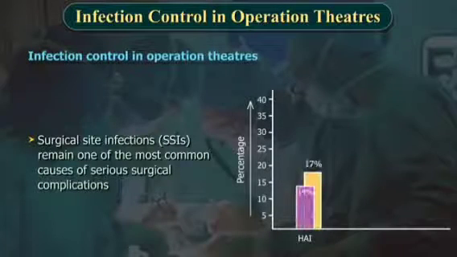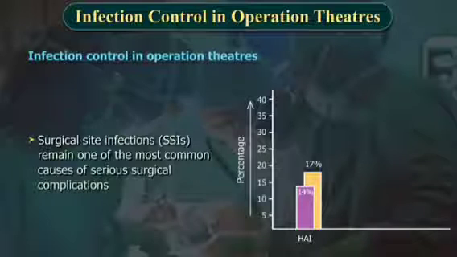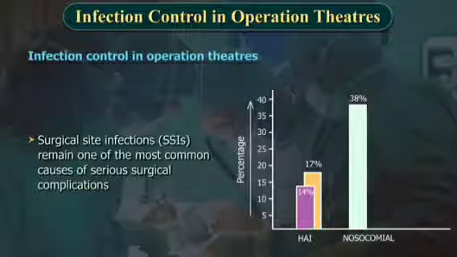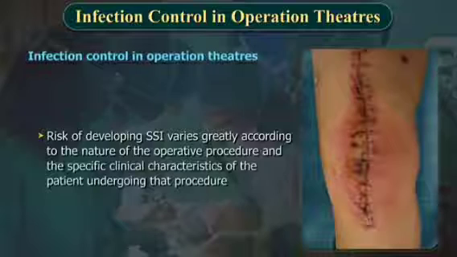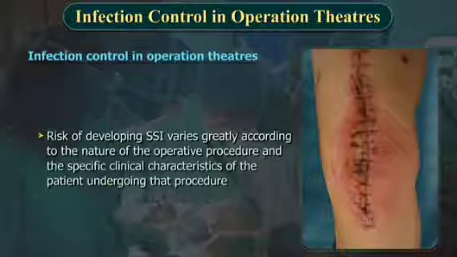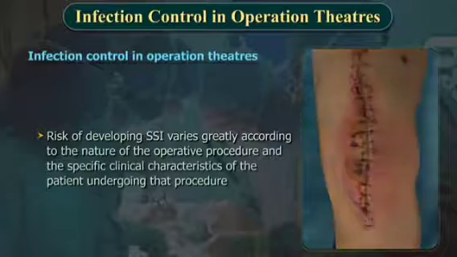They account for 14% to 17% of all hospital acquired infections and 38% of nosocomial infections in surgical patients. The risk of developing SSI varies greatly according to the nature of the operative procedure and the specific clinical characteristics of the patients undergoing the procedure.